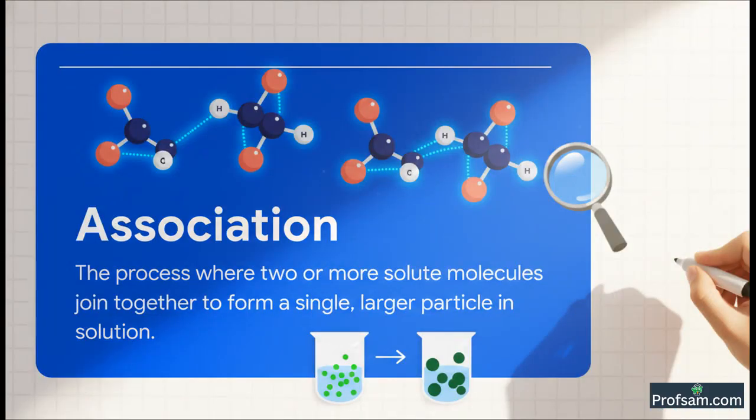And the opposite behavior is association. This can happen with molecules like acetic acid when they are in certain solvents. They can form hydrogen bonds and pair up, creating a larger unit which we call a dimer. So here, 2 separate molecules become just 1 particle. This, of course, decreases the total number of particles.